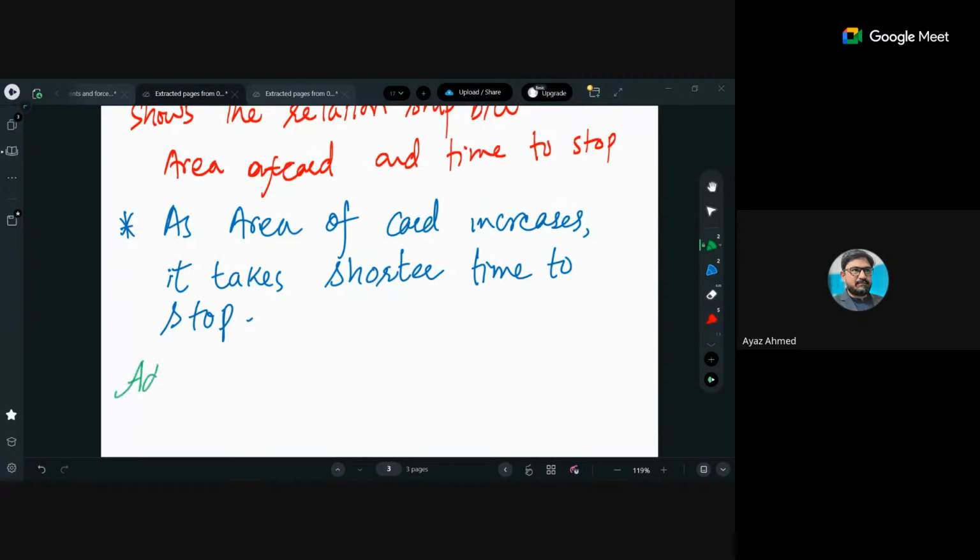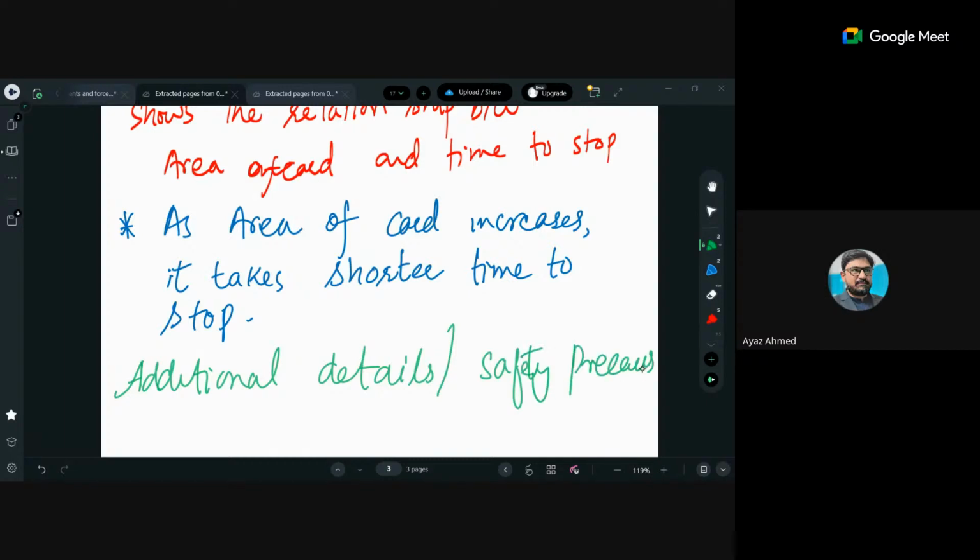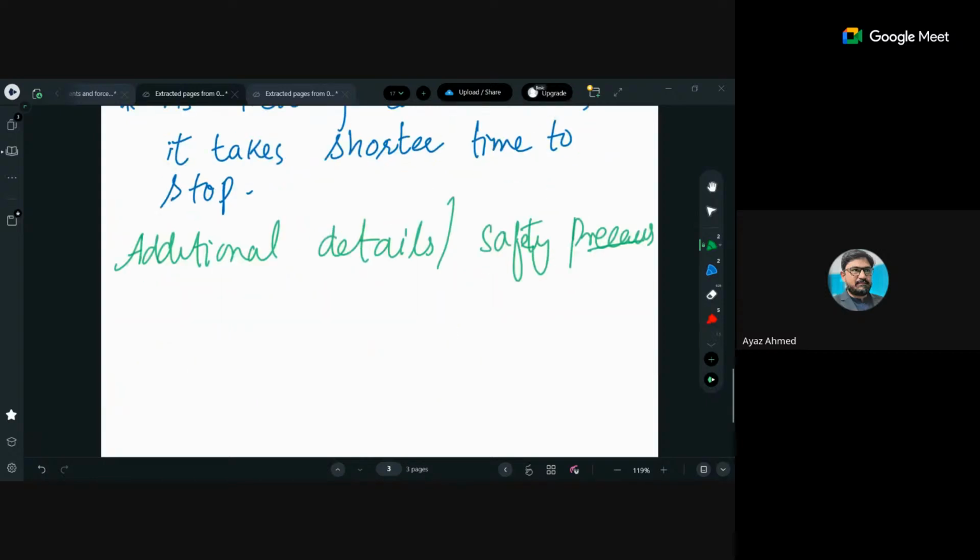Now I will talk about the additional details and safety precautions. Additional details and safety precautions means what additional detail we can provide. So additional details are that what control variables we have, that is also in the additional detail.